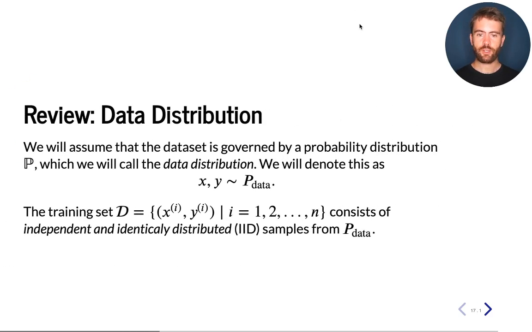So let's recall again our setting. We assume that our data, that are inputs x and targets y, are tuples that are sampled from a data distribution, which is simply a probability over x and y. And we will assume that our training set is a collection of IID samples from the data distribution.